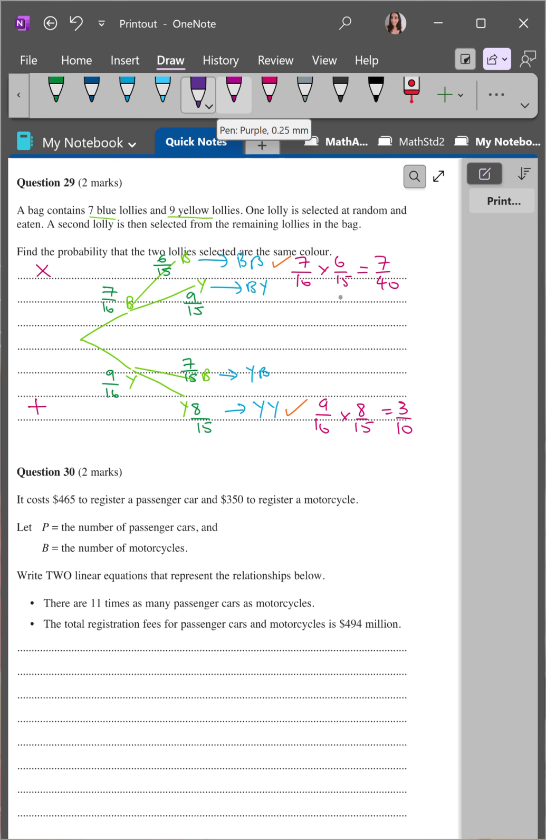Now we are going to add these two. So this is 7 over 40 plus 3 over 10. This is the probability that they are the same. And that equals 19 over 40. And if you want to turn this into a percentage, you can, but you are going to get the marks if it's the correct number, but left in a fraction as well.